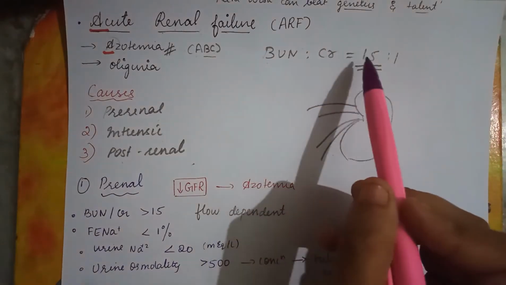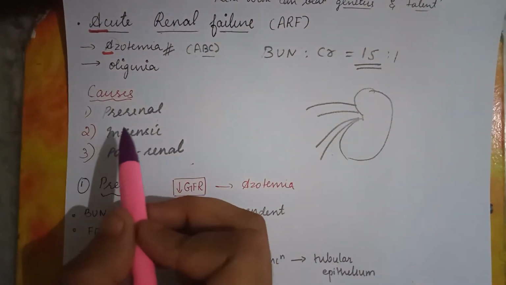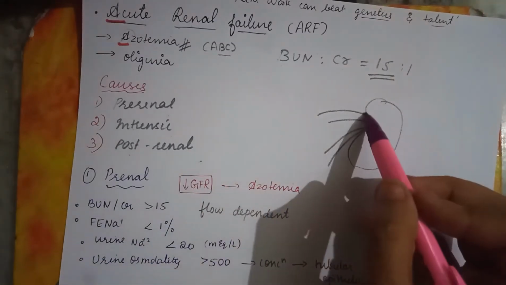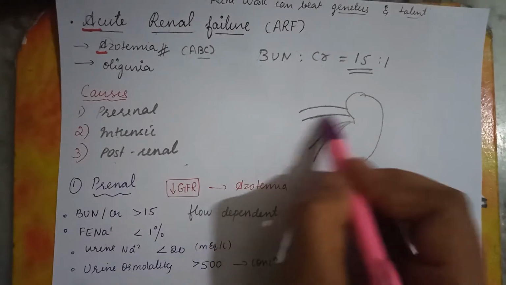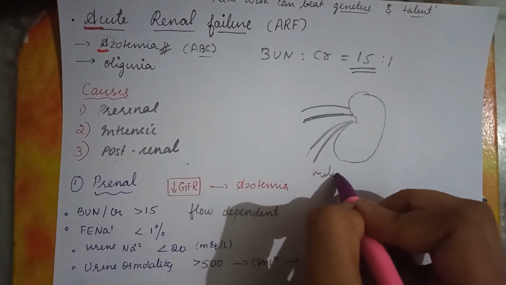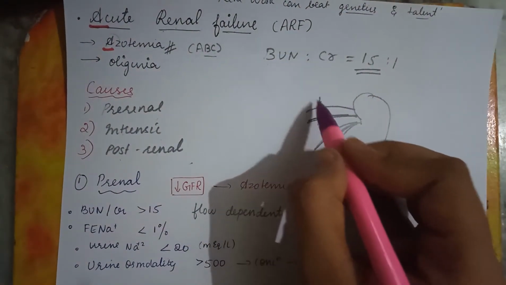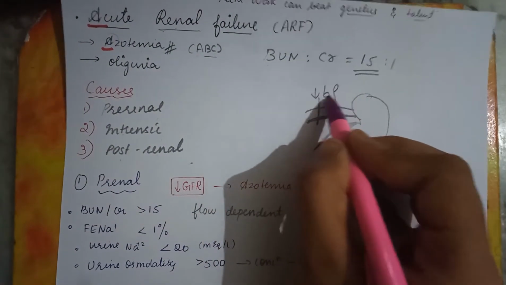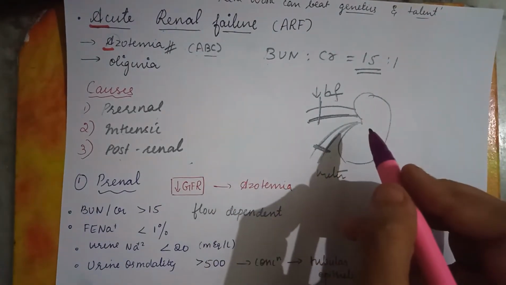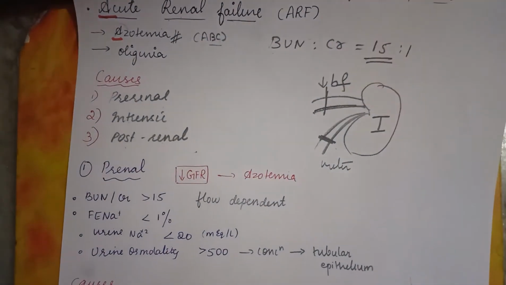So the normal BUN to creatinine ratio is 15 to 1. What does this mean? There are three important causes: pre-renal, intrinsic and post-renal. So when you consider this as the kidney and this as the blood vessel and this is obviously the ureter, what happens if there is any problem here, that is, decreased blood flow, it is called pre-renal. Any obstruction here is called post-renal, and any problem in the kidney is nothing but intrinsic.